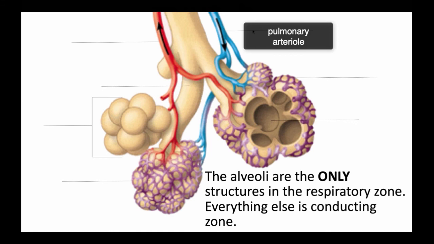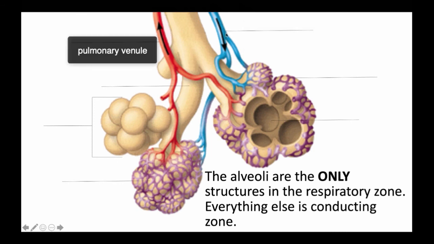And the reason you send blood to the lungs is to pick up oxygen. And the way it gets there is by being sent there from the heart, which is the definition of an artery. So we have the pulmonary arterial on the right, and then a pulmonary venule carrying oxygenated blood back to the heart on the left.